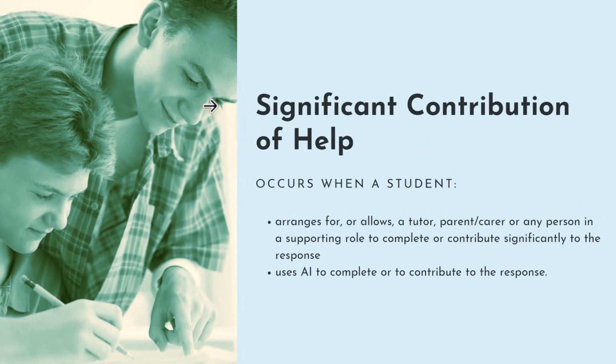Significant contribution of help. This is a form of academic misconduct that occurs when a student arranges for or allows a tutor, a parent, a carer, or any person in a supporting role to complete or contribute significantly to the response. To have integrity, the work you submit must be a reflection of your achievement. If someone else has contributed significantly by providing content, ideas, or text for your work, then it is no longer your work. Similarly, this also applies to the use of AI to complete work. You are not permitted to use software to generate work on your behalf, even if the work created is original work.